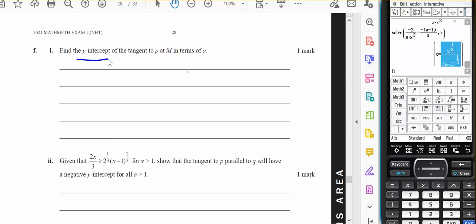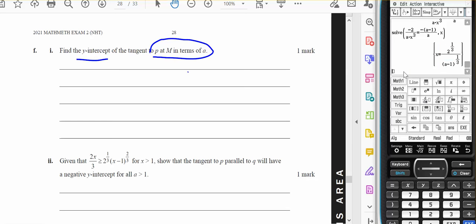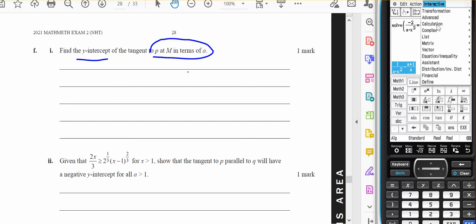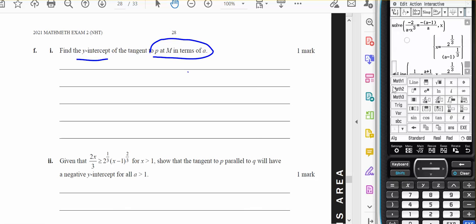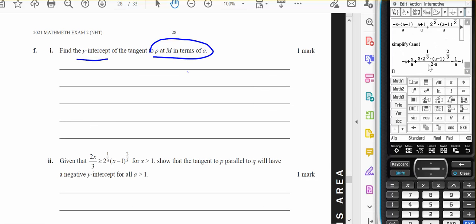So F, find the y-intercept of the tangent to M at M. Okay, so I want to copy that. This is my curve. Take that down on your line. I'd like to find the tangent. So calculation line, tan line, and I copied that value of M, and I'm going to paste it there and go OK, and then simplify the answer. So these are the terms that have x. So these are the terms that are the y-intercept.